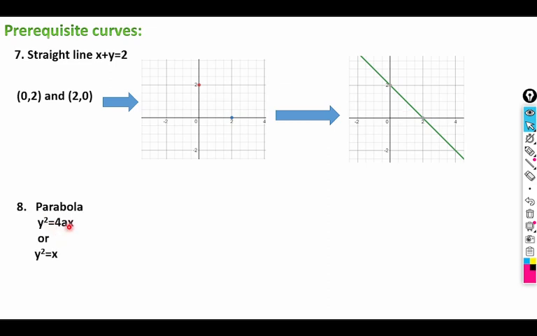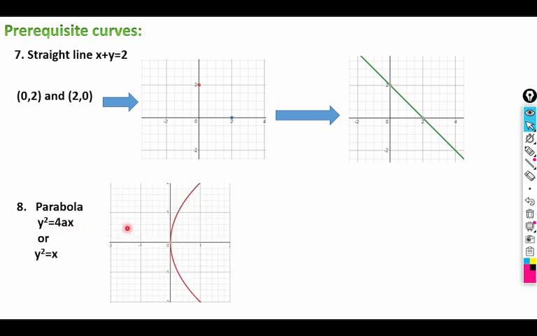Next, we require a parabola. Sometimes we have to draw the equation y square equal to 4x, or sometimes y square equal to x. Remember, whenever the equation has an even power of y, the parabola is symmetric about the x-axis. And when there is an even power of x, it is symmetric about the y-axis. So y square equal to 4x is known as a right-hand parabola. So this is the right-hand parabola. You will observe the curve y square equal to 4x.